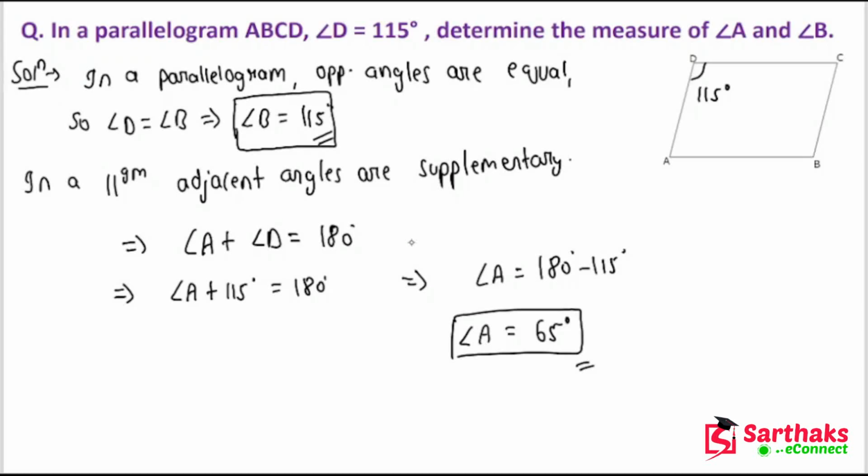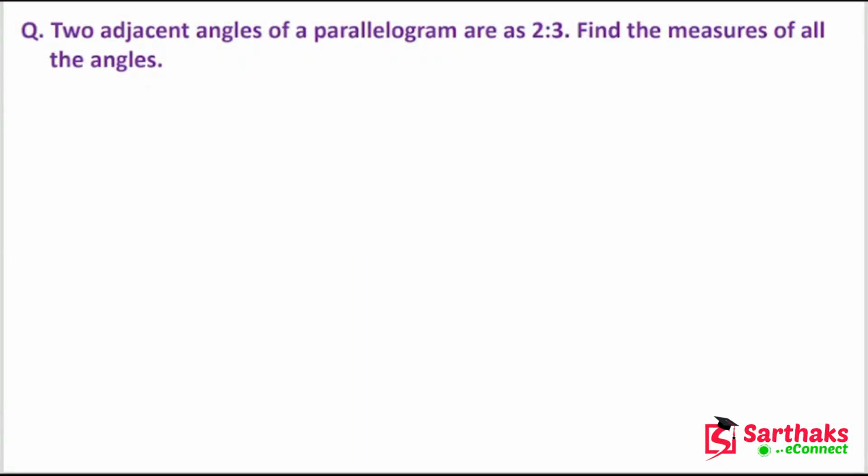Right? Let us move on to the next question, which says two adjacent angles of a parallelogram are in the ratio 2:3. Find the measures of all the angles, right? So we need to find the measures of all the angles. So we can start the solution by assuming that ABCD is a parallelogram. Okay, let me make a figure. The figure is not required in this question, but you can make it for your ease.